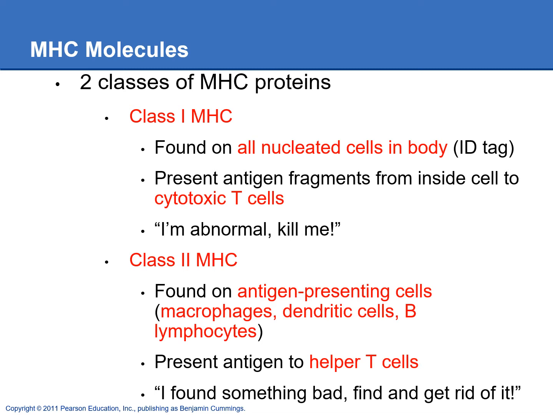The class 2 MHC proteins are only found on antigen-presenting cells, and there's only 3 types of antigen-presenting cells, so I would star this, make sure you know this. The antigen-presenting cells are macrophages, dendritic cells, and B lymphocytes. They're going to present antigen that they've found on their class 2 MHC proteins to helper T cells to see which helper T cell recognizes that antigen.